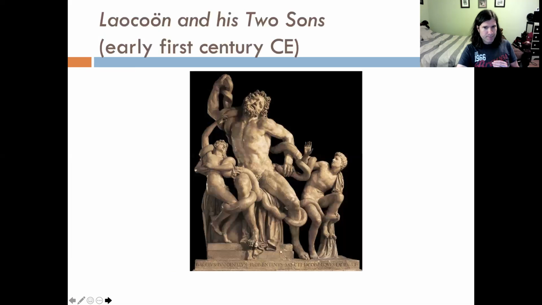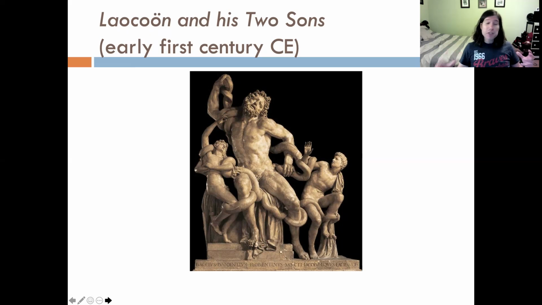Speaking of which, we're going to move on to Laocoon and his two sons. Now, this is actually a great example of how Hellenistic art both built on classical precursors and departed from them. First of all, I should say something about the fact that here is a man and his two sons being attacked by serpents.